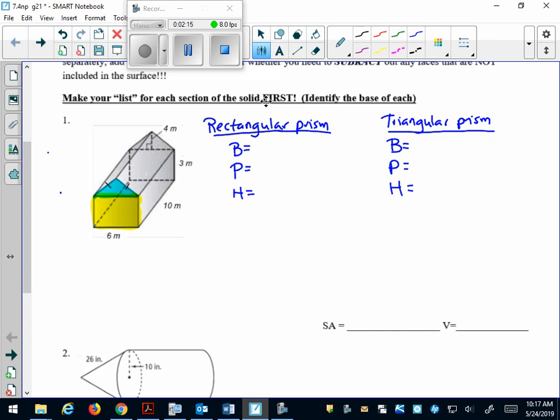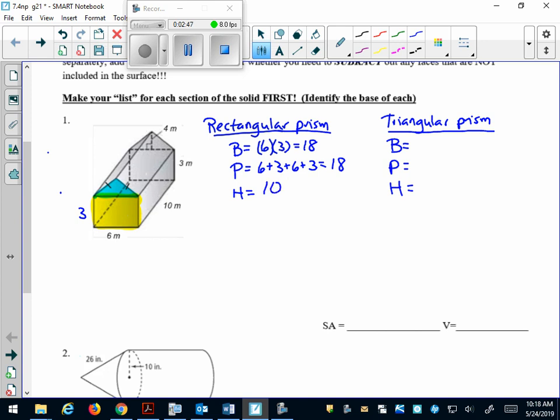How would we find the area of that yellow rectangle? 6 times 3, which is 18. Perimeter of that same base, so it's 6 plus 3 plus 6 plus 3, again 18. Height of the prism, 10. Distance between the two bases, good.